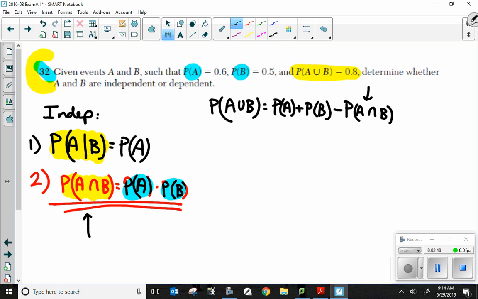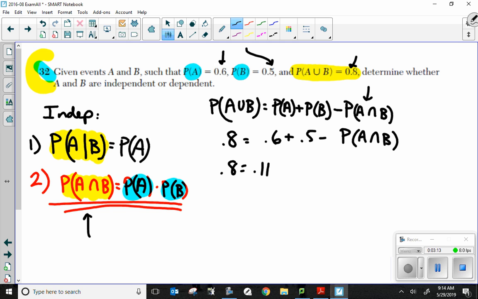So let's put numbers where we know. A or B is 0.8, that's right here. It equals probability of A is 0.6 plus the probability of B is 0.5 minus the probability of A and B. I'll write this whole thing out. I hate writing. I wish I could just put A and B without the P, but on the test, you should really write it the way I have it. So 0.8 equals 1.1 minus the probability of A and B.